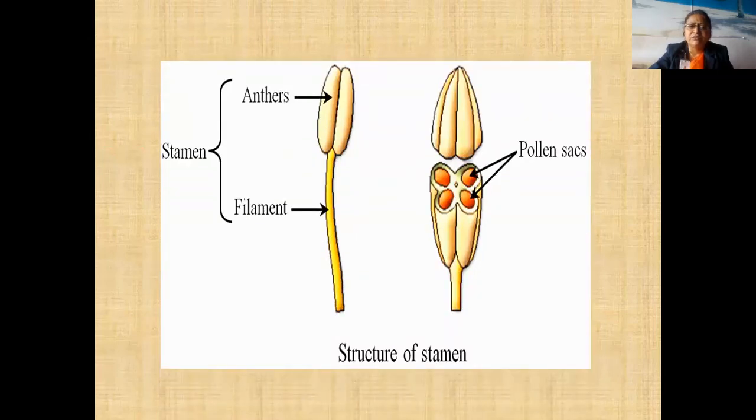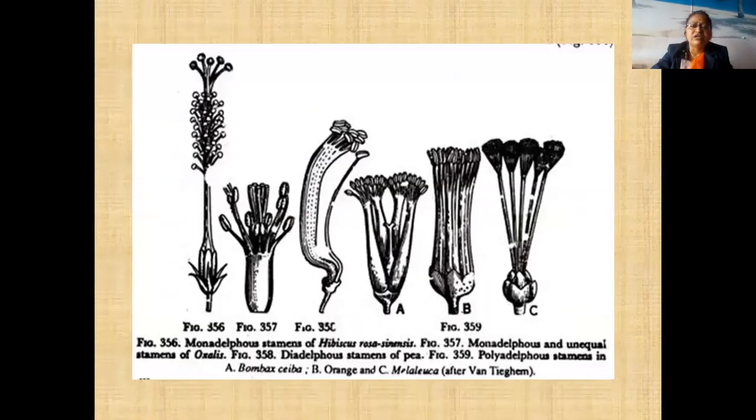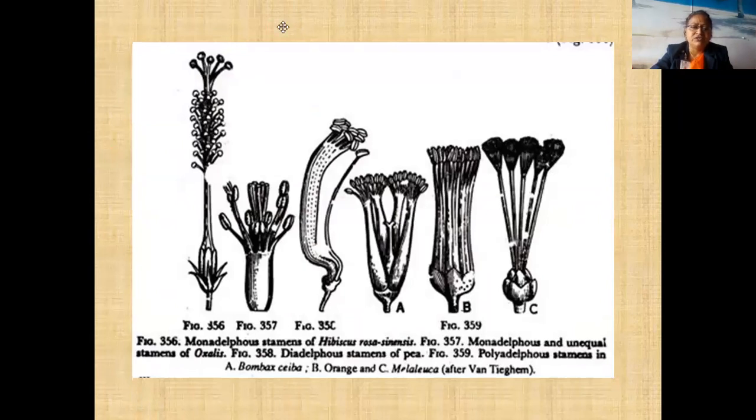See here the structure of stamen: anther, connective, filament. The stamen is typically tetrasporangiate, a bilobed structure. It forms 4 pollen sacs, and inside these are 4 microsporangia. This is a monadelphous tube, diadelphous tube, and polyadelphous tube.